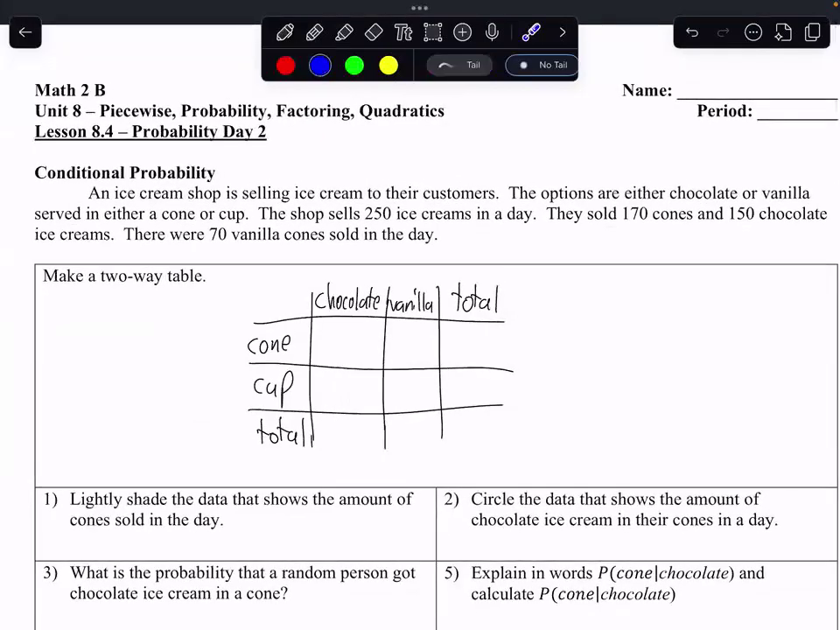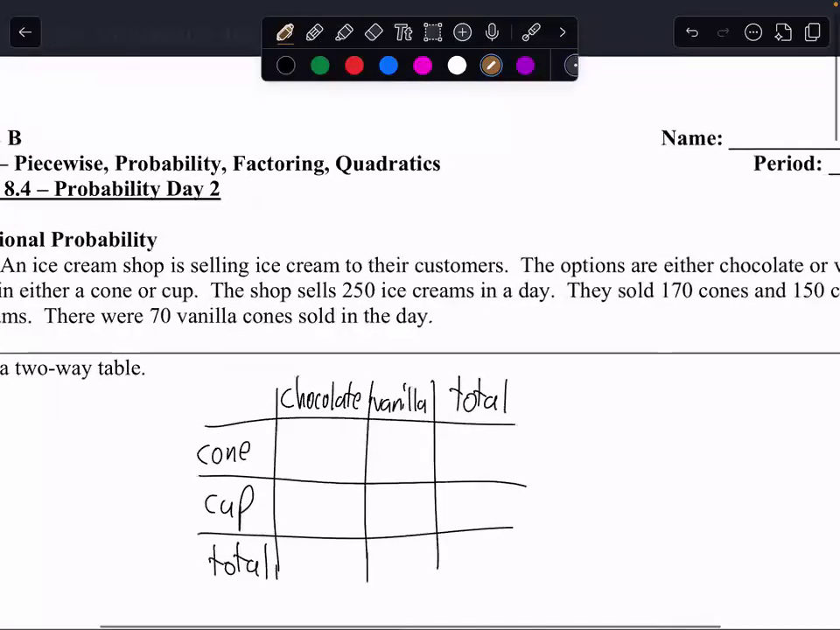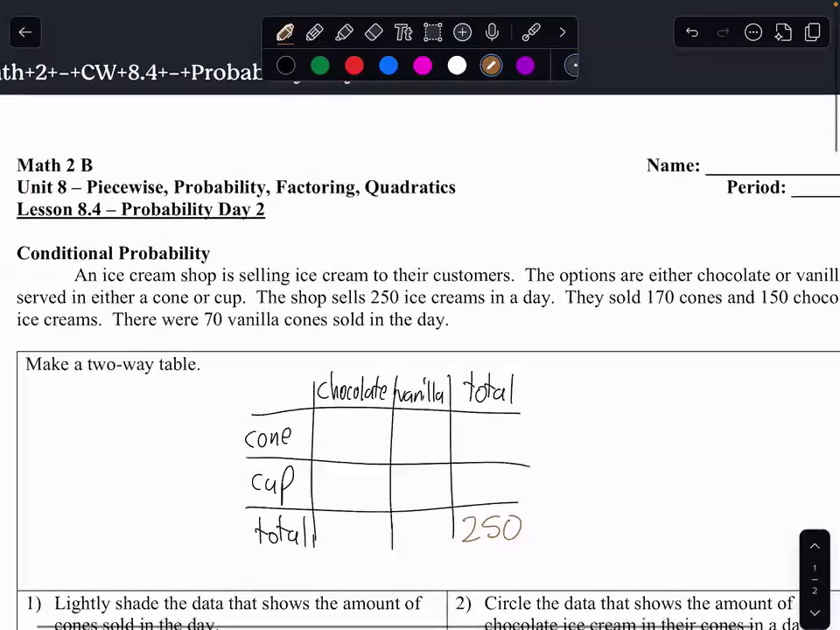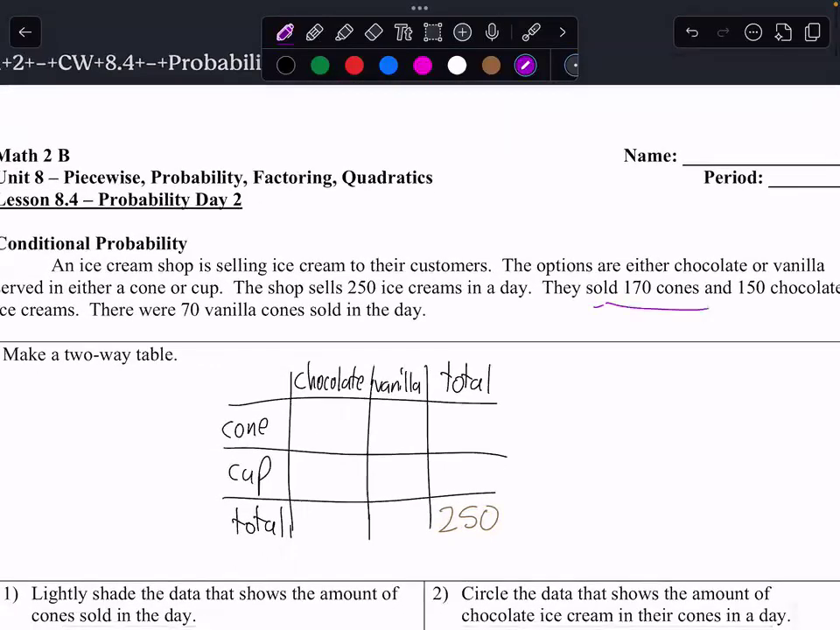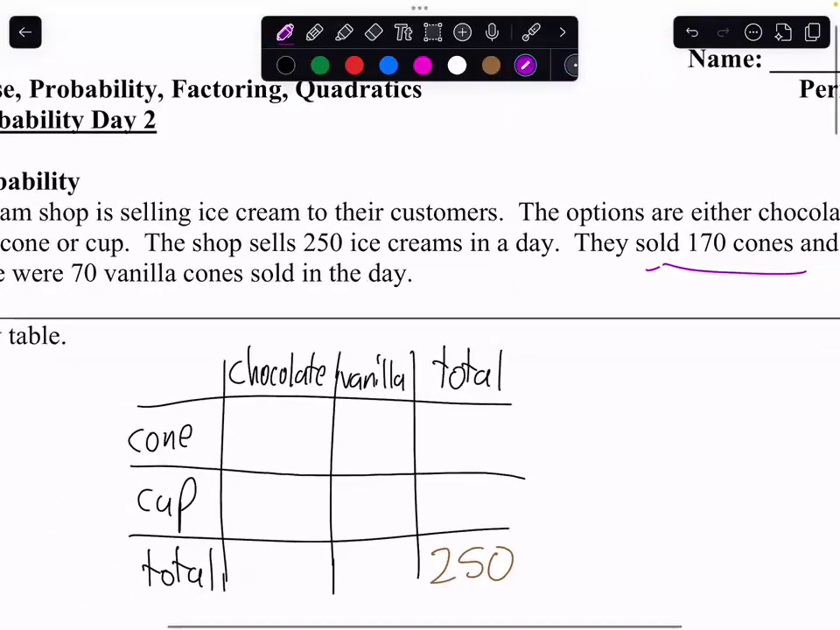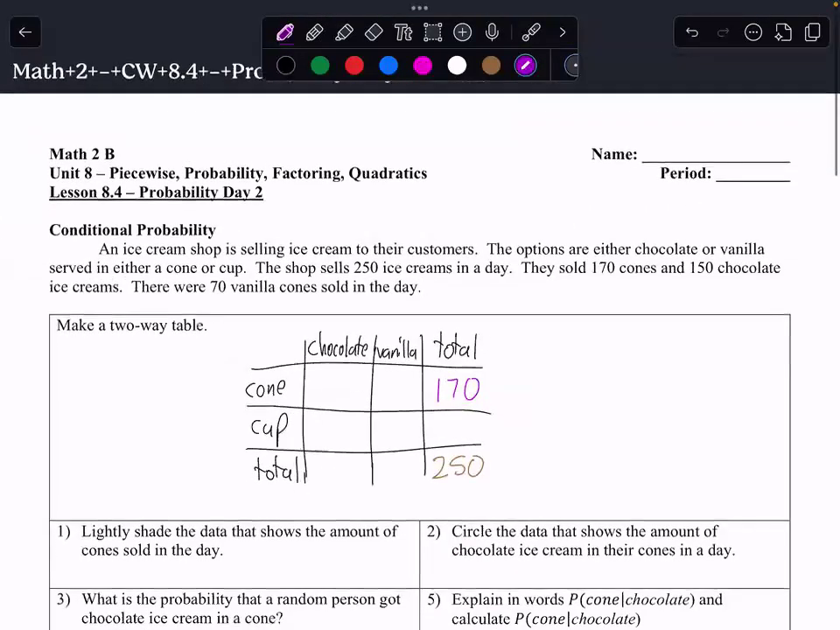Okay, so now that we all have the same setup, go ahead and take a minute and see if you can fill in the table using the numbers from the problem. So let's see, there's 250 ice cream. So there's no mention of flavor or cup versus cone, so that must be the total. So that goes down here. Okay, they sold 170 cones. So again, that doesn't say anything about flavor. So those are the total cones. And 150 chocolate. Okay, so again, nothing about cup or cone.